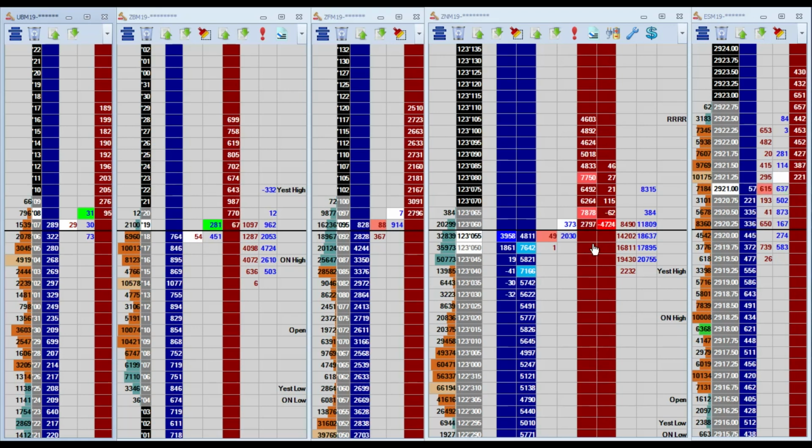This is the time of day. It's 7:20 a.m. This is the time of day when this just kind of settles into a range. When the ZN kind of settles into a range and just sort of bops back and forth, which is what we like.